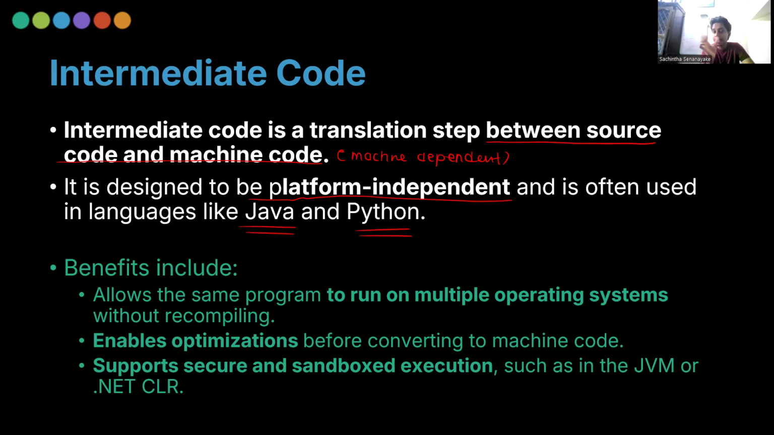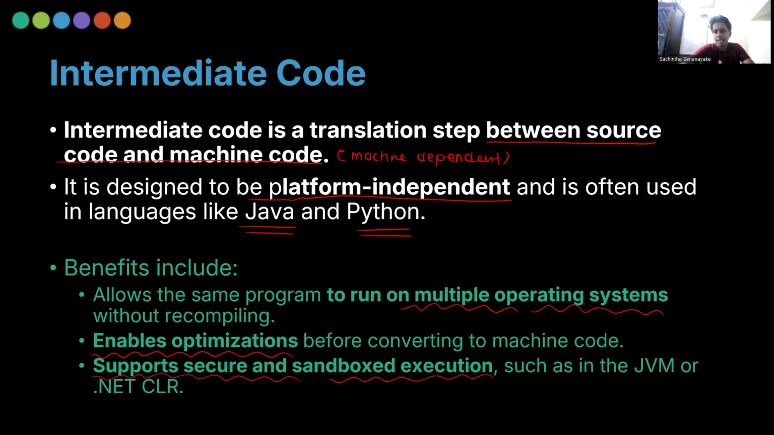So we have this layer in the middle that is the best of both worlds. It helps us share our programs with the end user without sharing the source code, but also makes our programs platform independent, which means they can run anywhere as long as they're in intermediate code form. So the benefits of intermediate code is that it allows the same program to run on multiple operating systems without recompilation. It enables optimizations to happen before converting to machine code, and it supports secure and sandboxed execution through software like the Java Virtual Machine or the .NET CLR.